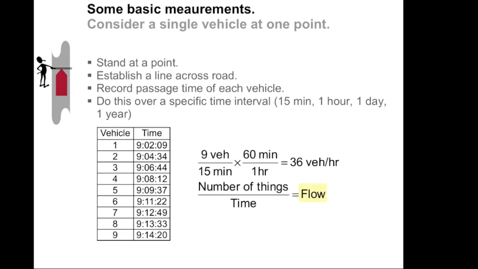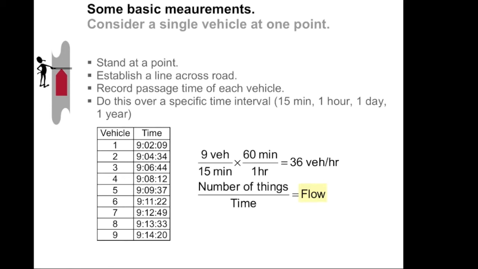We can take the total number, which was 9 vehicles, and the counting occurred here during a 15-minute period from 9 o'clock to 9:15. So you can divide the number counted by the time interval. Vehicles per minute. We usually express this particular parameter in units of vehicles per hour, so you can convert using dimensional analysis. So 9 vehicles in 15 minutes is equivalent to 36 vehicles per hour.